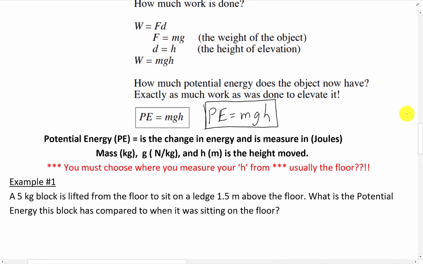And potential energy is the change in energy and is measured in joules. Okay, now it's a change in energy because h is changing. m is not changing, g is not changing in this case because we're not lifting it out of the atmosphere way up high. So g is staying the same. So the only thing that's changing is the height. So mass is in kilograms, g is in newtons per kilogram, and height is in meters. And you must choose where you measure your h from. And you usually choose the floor, right?